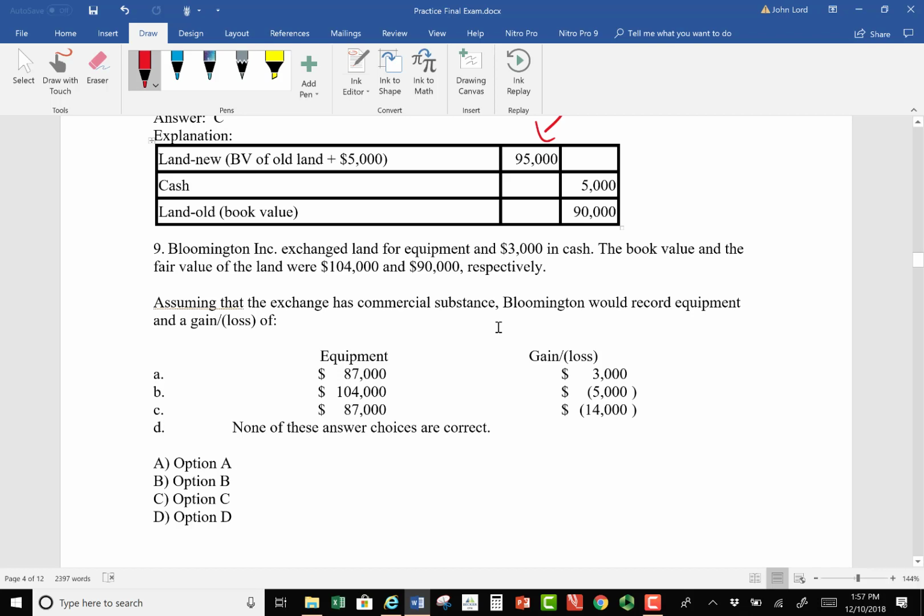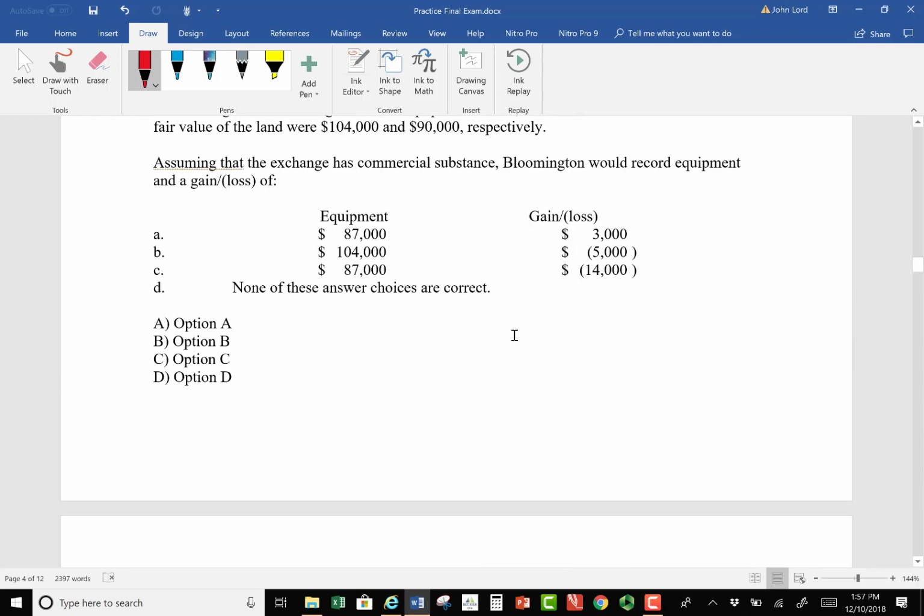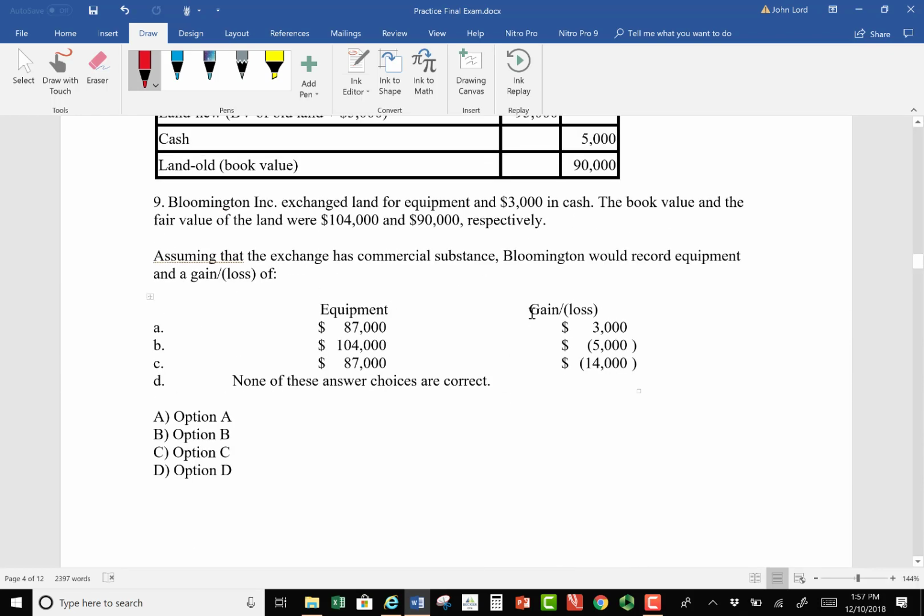Number 9. Bloomberg Inc. exchanged land for equipment and $3,000 cash. Again, I'm thinking they're paying the cash here. No, you see, they're receiving the cash. I mean, what makes this different from the way they articulated it before? I mean, what am I supposed to get in their head and know what theirs mean? Could they receive the cash?